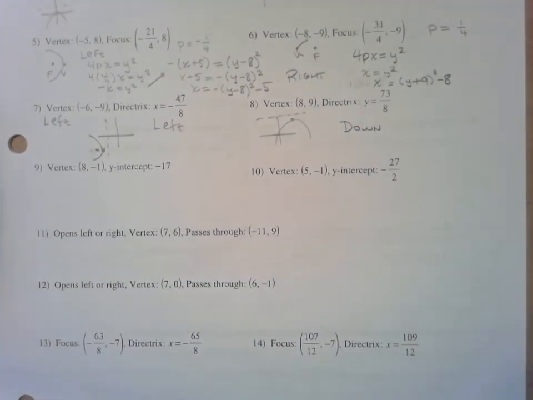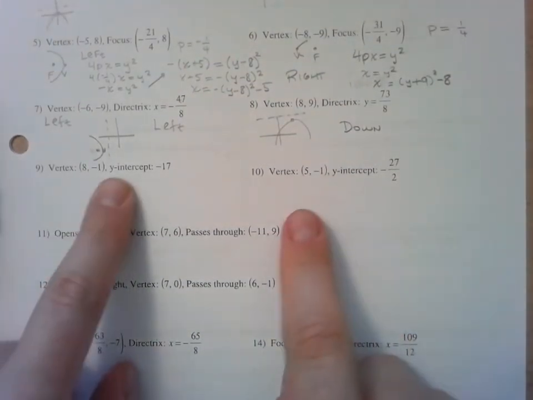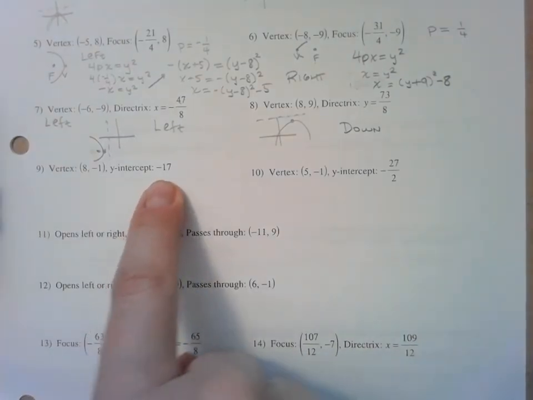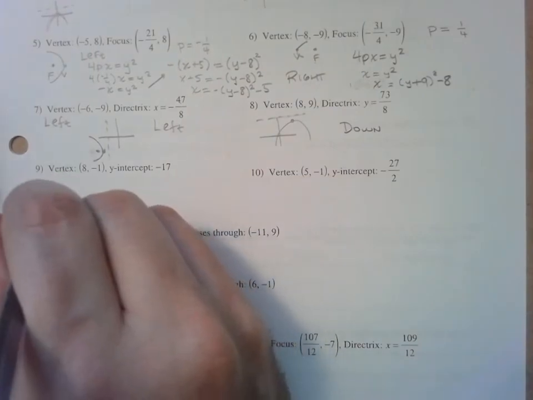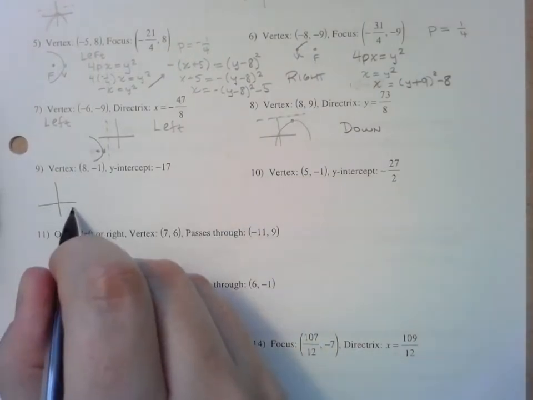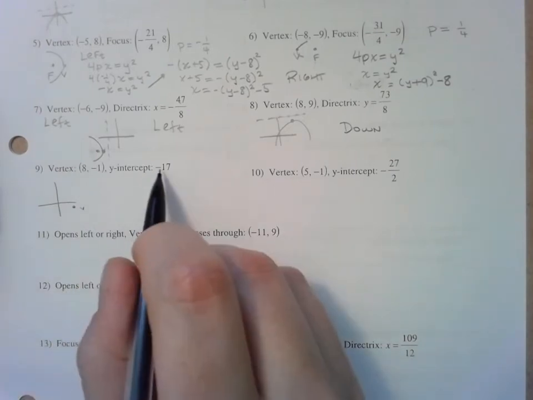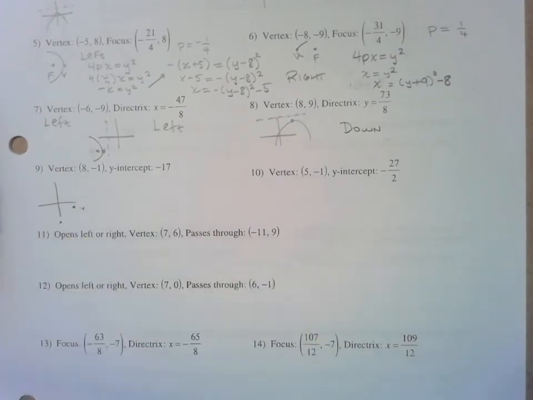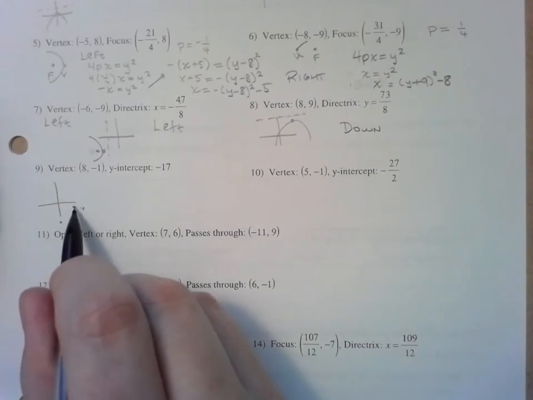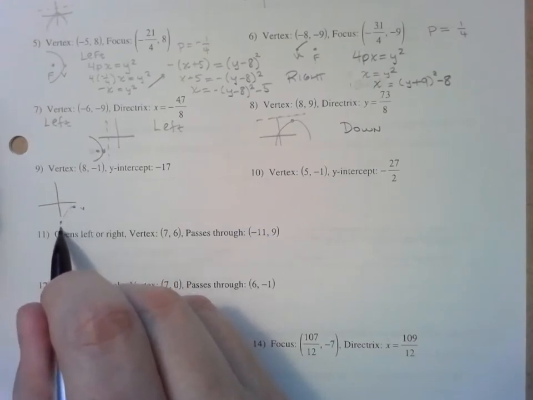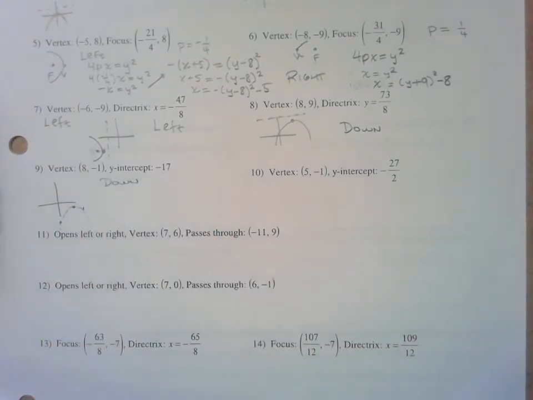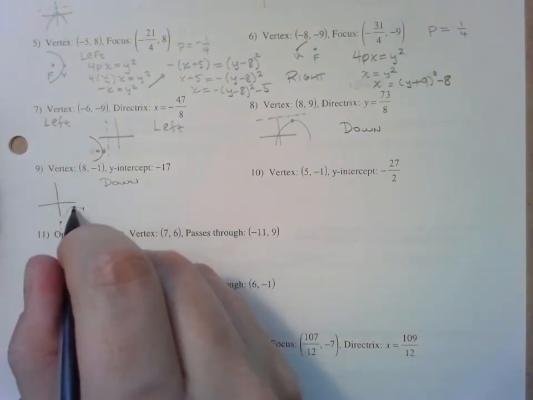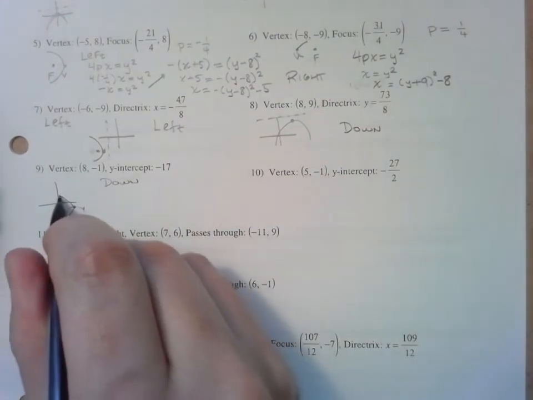9 and 10. They give you a point, they give you the vertex, and a y-intercept for each of these. Sketch this out. Let's see what we think. Positive 8, negative 1 is the vertex. The y-intercept is 0, negative 17, which would be down here. Now it's not a focus, it's a point that's contained on this parabola. Either we think that this parabola opens down, but I can also make a case that this is a parabola that's opening left.